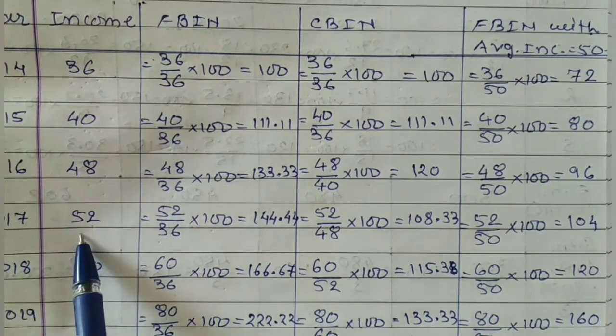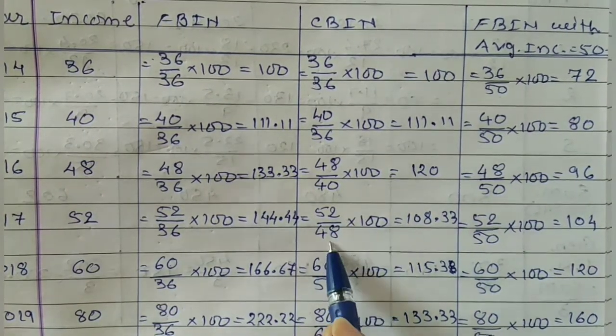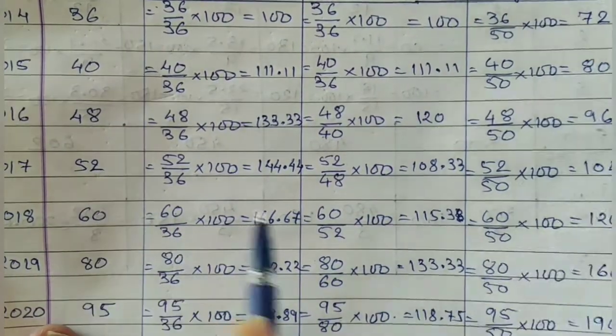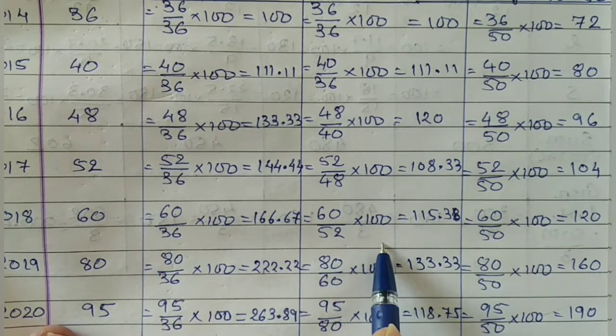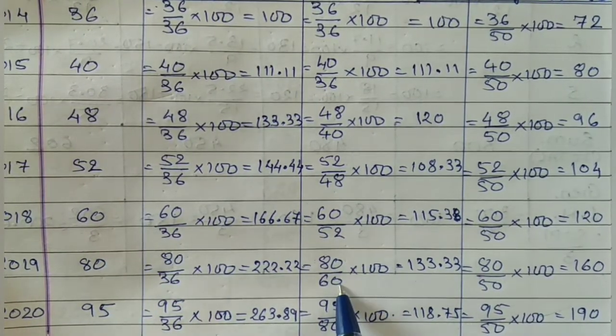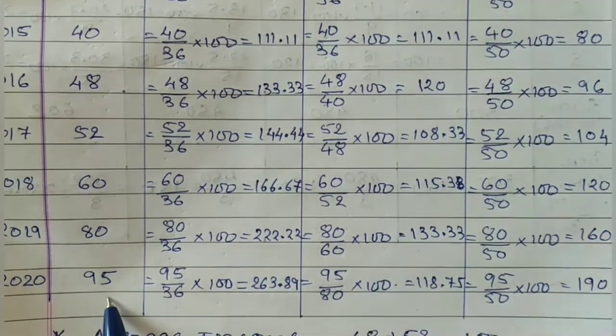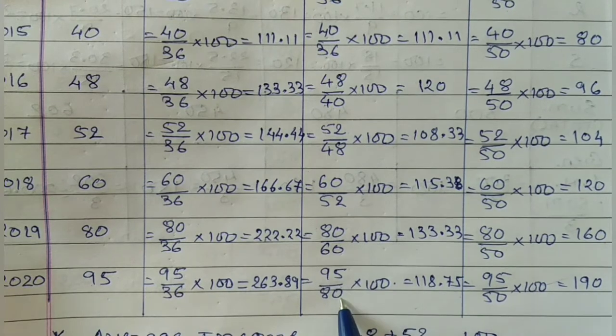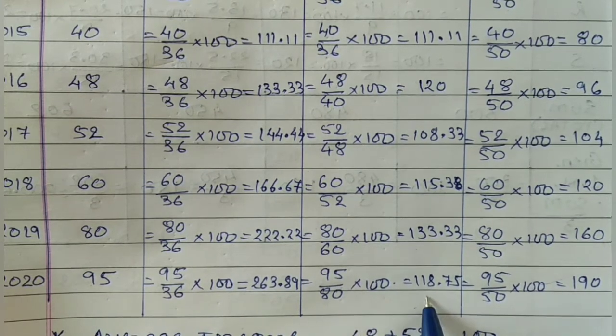So for 52, it would be 52 upon 48 into 100. Same way, 60 upon 52 into 100, 80 upon 60 into 100. Price of current year upon price of previous year into 100. That's why 95 upon 80 into 100, that comes to 118.75.